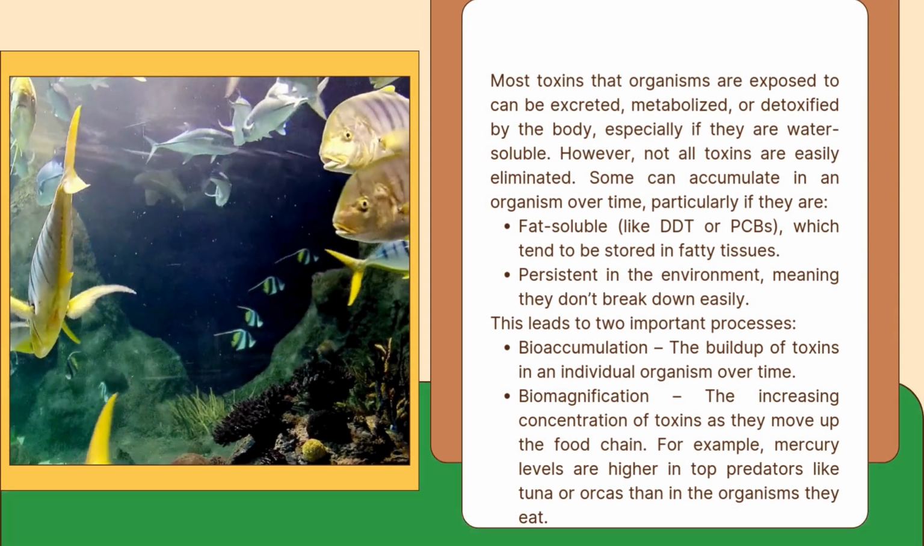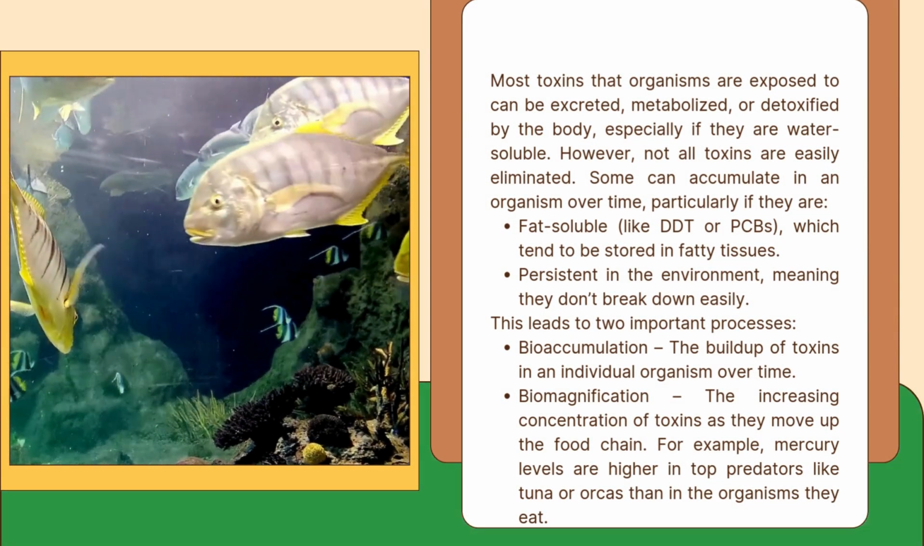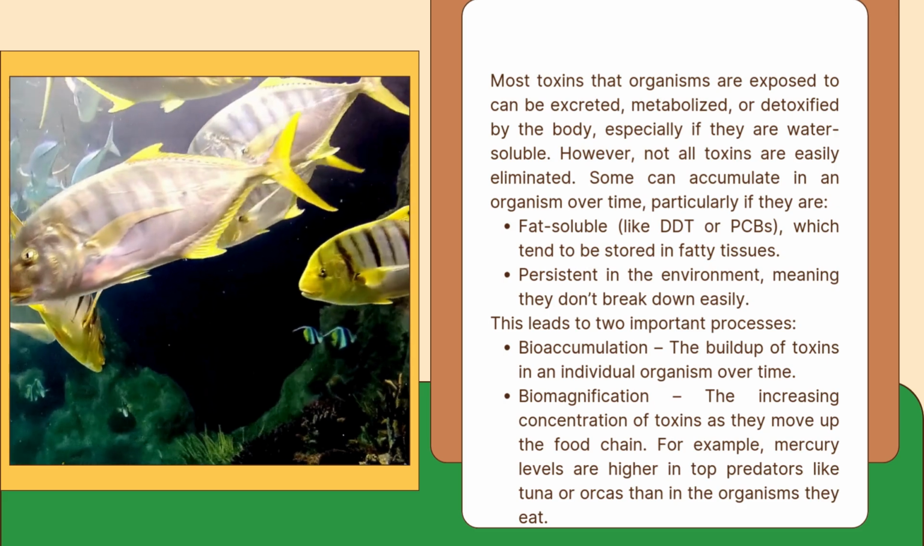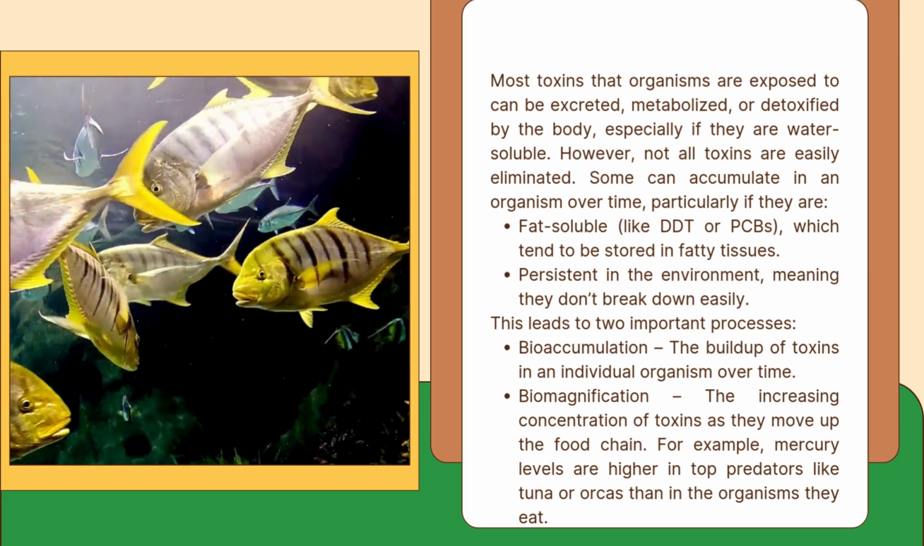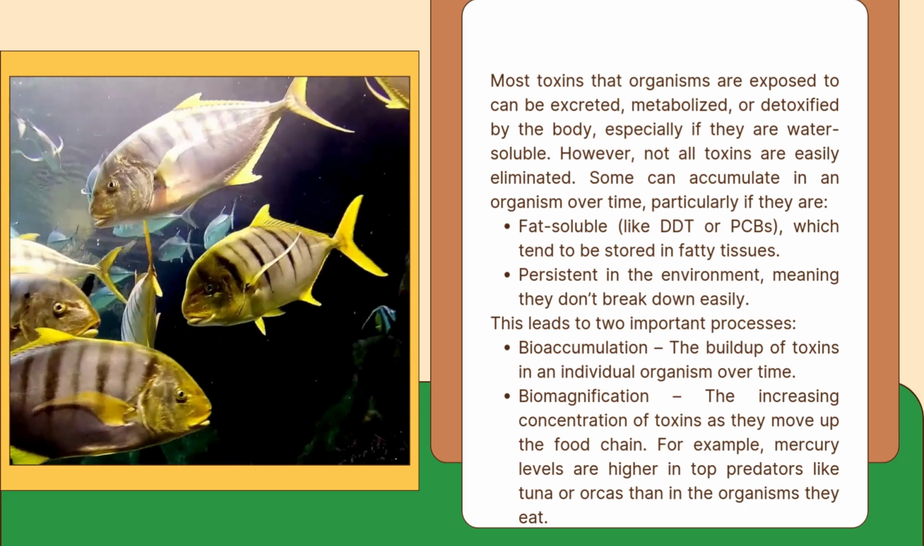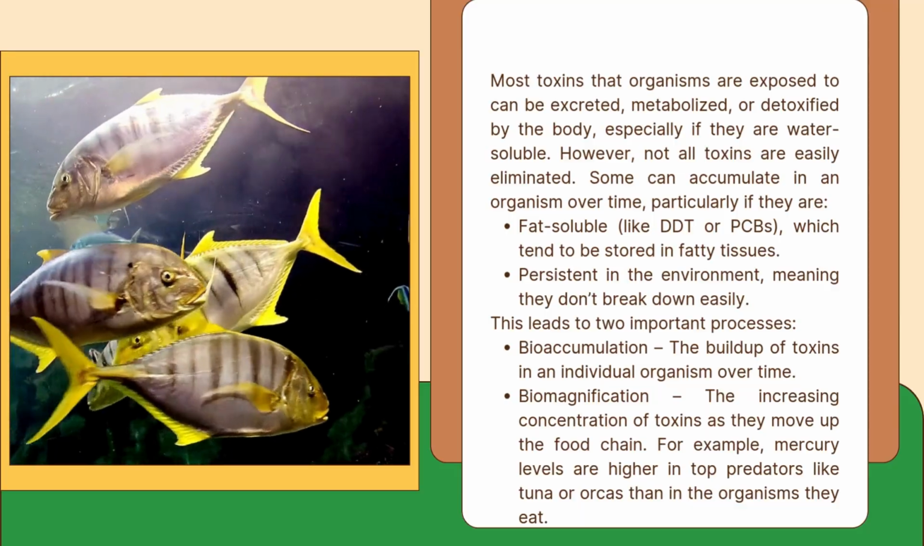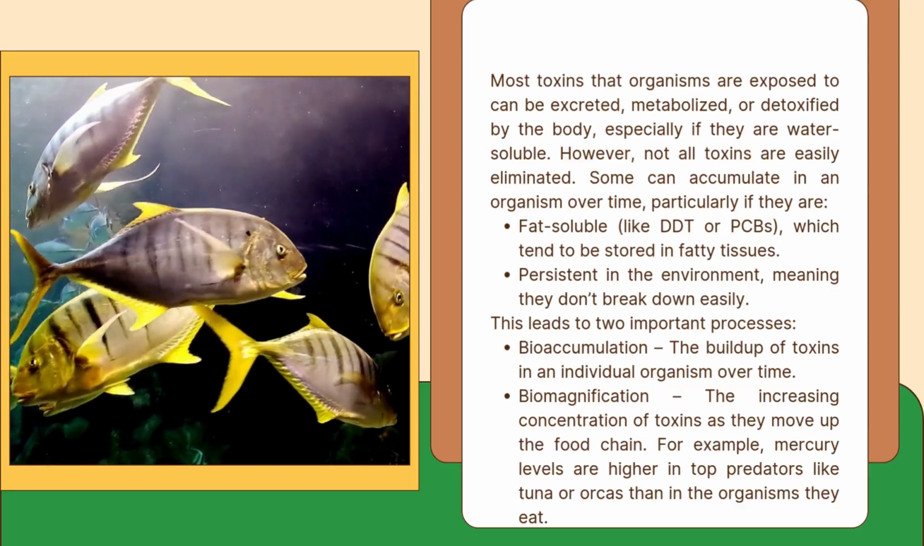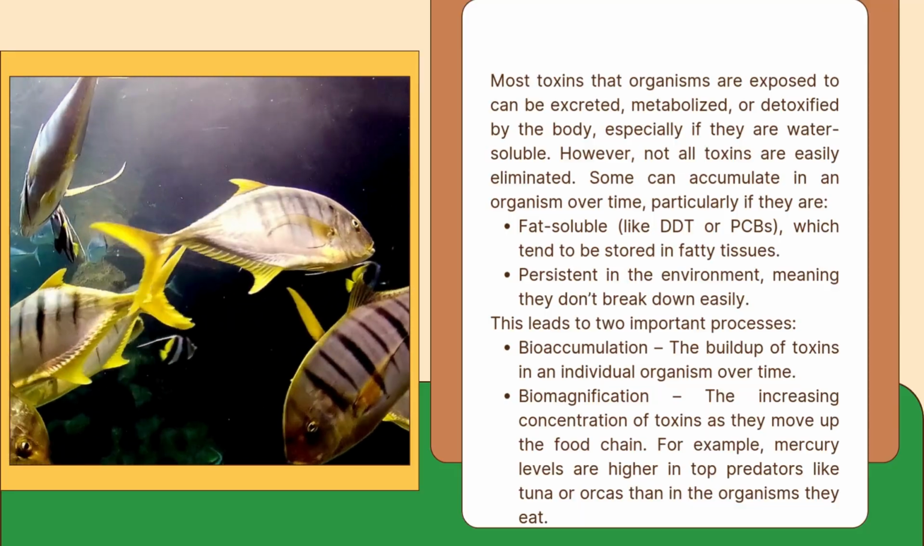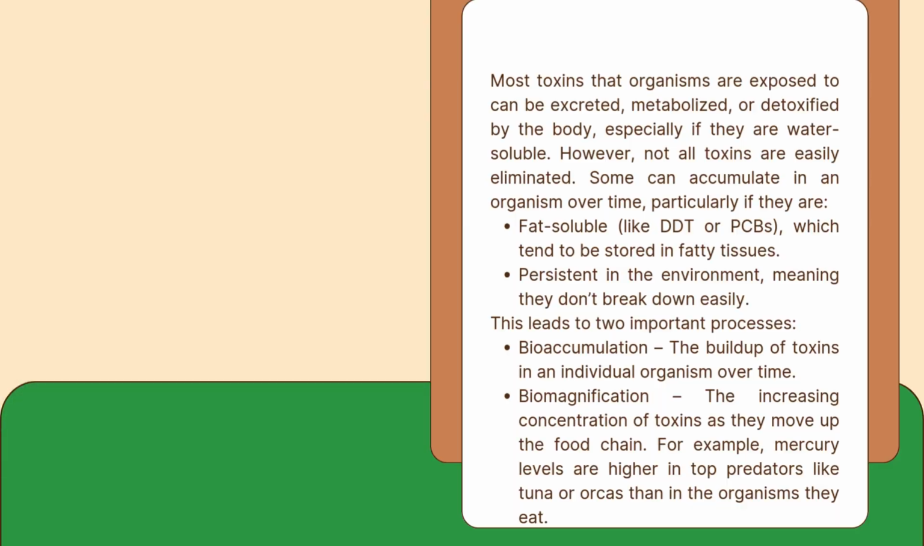Most toxins that organisms are exposed to can be excreted, metabolized, or detoxified by the body, especially if they are water-soluble. However, not all toxins are easily eliminated. Some can accumulate in an organism over time, particularly if they are fat-soluble, like DDT or PCBs, which tend to be stored in fatty tissues. Persistent in the environment, meaning they don't break down easily.